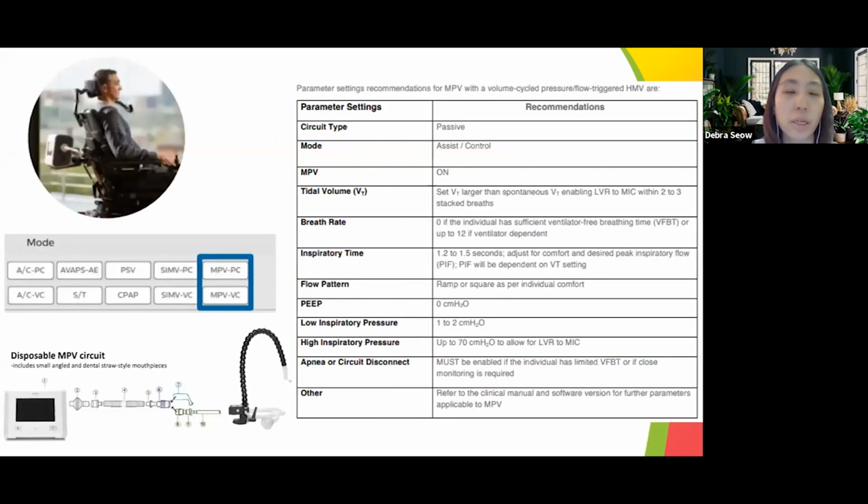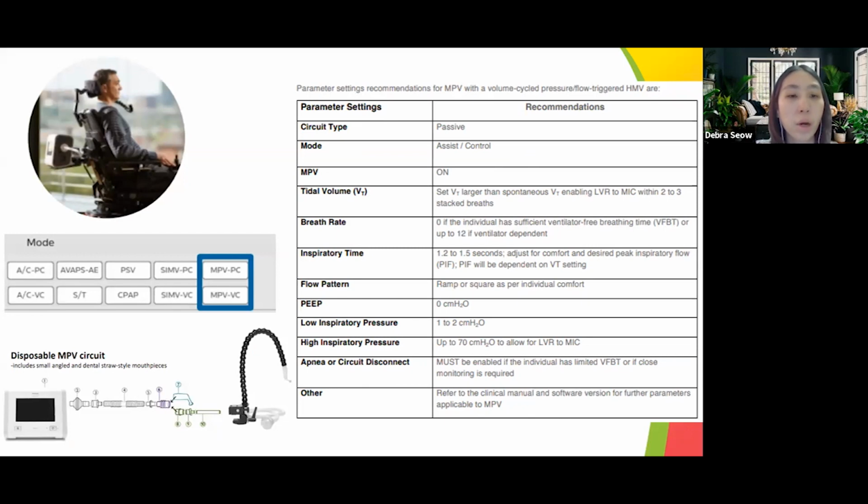And this is just some of the recommendations from Ken Van with regards to mouthpiece ventilation with a volume cycled pressure or flow triggered HMV. Usually most of the time alarms are off, except for perhaps the apnea or circuit disconnect alarms. And for the tidal volumes, you may set the VT larger than the spontaneous VT, so you can enable lung volume recruitment to the maximum insufflation capacity within 2 to 3 stacked breaths.